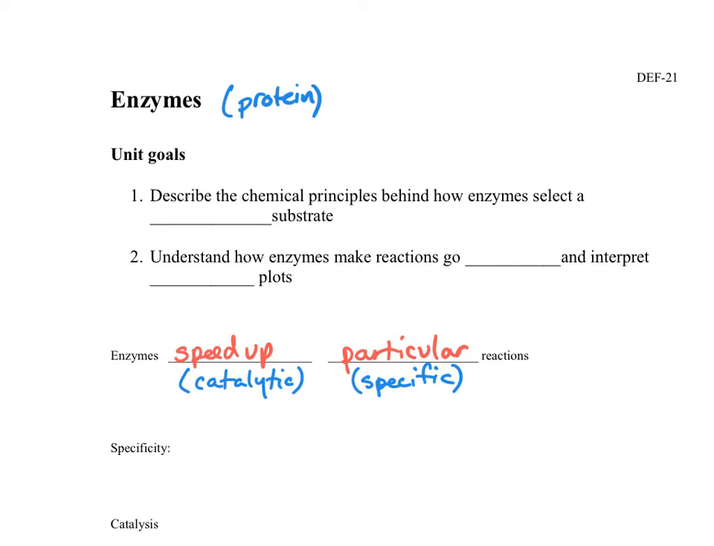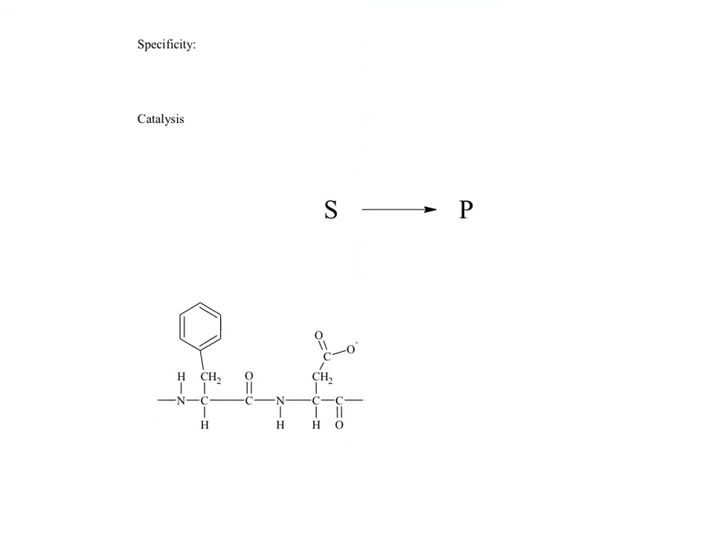So these are the kinds of terms that we use in our unit goals. Describe the chemical principles behind how enzymes select a specific substrate, and understand how enzymes make reactions go faster and interpret kinetic plots. I often say that enzymes have a dual nature, and we keep revisiting this dual nature all the time. It comes down to the way it speeds up reactions, that is, it's catalytic, and how it only works on very particular, specific reactions. There's the specificity side.